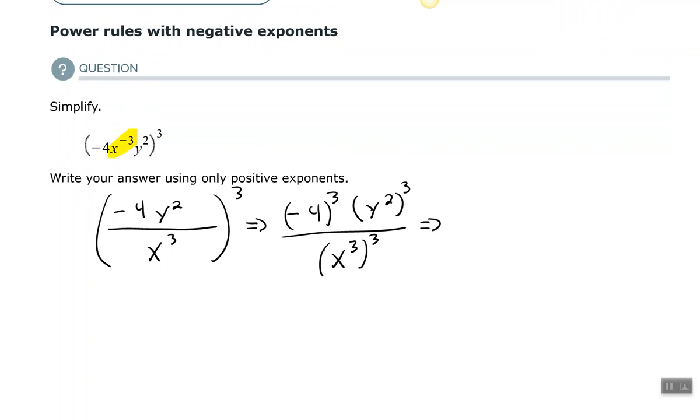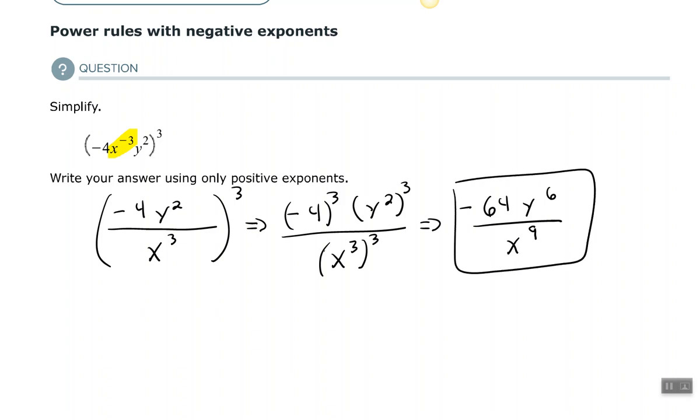So negative 4 to the third, negative 4 times negative 4 times negative 4. That's 3 negatives, an odd amount of negatives. So negative 64. Y squared raised to the third power, a power to a power, multiply. So y to the sixth. And then x to the third raised to the third, again, a power raised to another power, multiply. So we end up with negative 64y to the sixth all over x to the ninth.